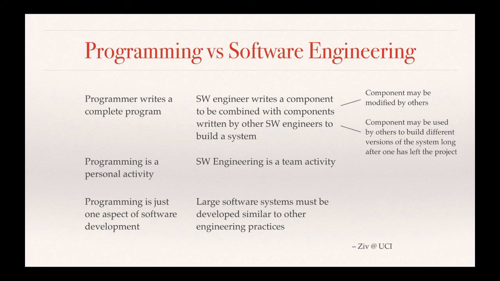This second distinction is one of the most important. Software engineering is a team activity, and this cannot be emphasized enough. You can be an ace programmer and still be a bad software engineer if you don't have good communication skills and you can't work with other people effectively. Software engineering is a team activity. Finally, as we'll see in a few slides, programming is just one part of the software engineering lifecycle. We also have requirements gathering, analysis, design, testing, and so on. Programming is obviously an important part of the process, but it's only one part.